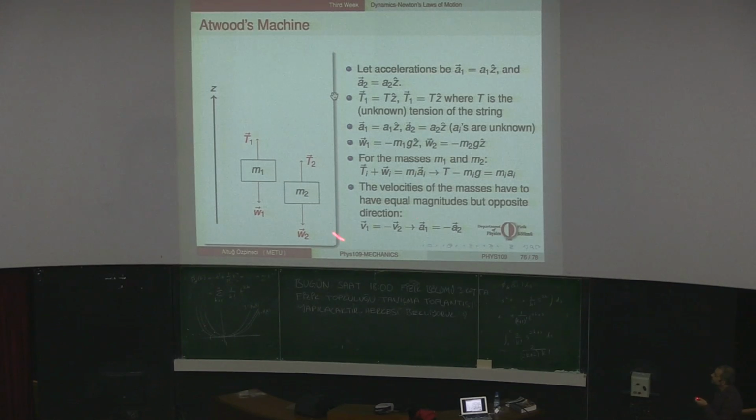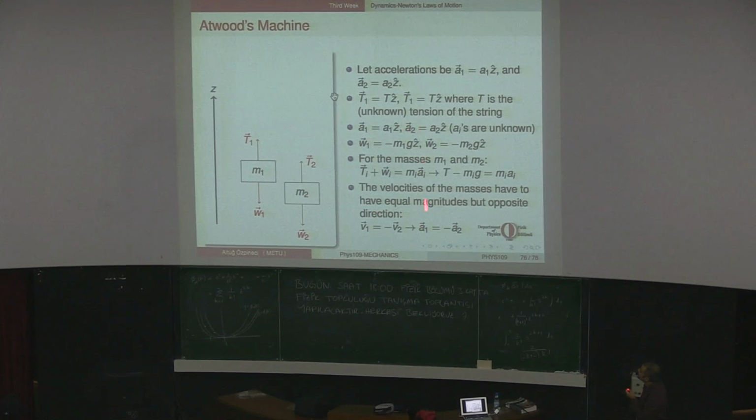So the velocities have to be related by this, which means that the accelerations are also related. So this is what I know. This just means that the z component of A1, the acceleration of the first mass, is minus the z component of the acceleration of the second mass. So I have three unknowns and three equations. Two from Newton's second law, the third from the fact that these two masses are attached by a string of constant length.